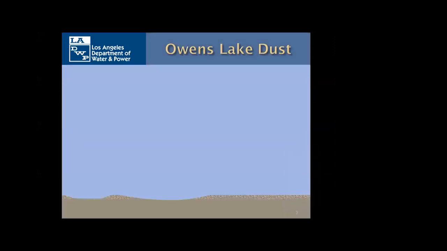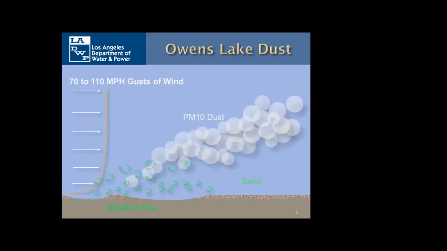So how does it work? In very basic terms, if you get wind gusts of 70 to 100 miles an hour sustained, you get turbulent flow at the surface of the ground, and sand particles start to degrade the crust on the surface of the ground. And that crust is typically non-emissive. It's pretty hard. It almost feels like concrete when you walk on it. But as that crust starts to get sandblasted away, it exposes the finer PM10 particles from beneath, and we have a big problem.